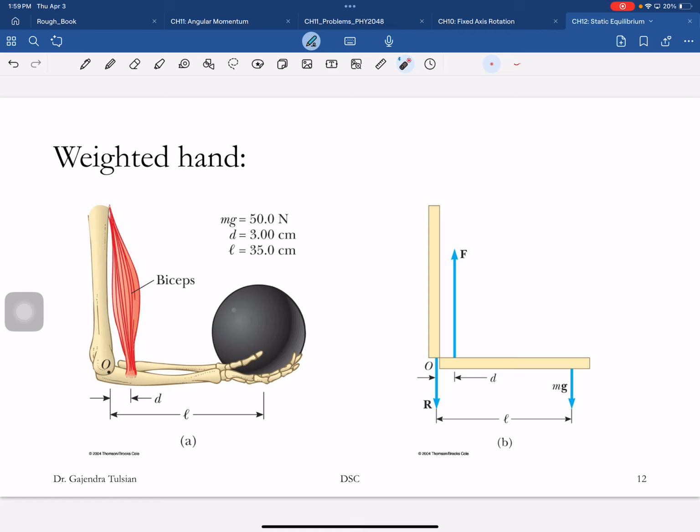So let's look at this problem. We'll look at this bone. There's that bone. The forces on this bone are the weight of the bowling ball, the force that this muscle is exerting, and this bone is pushing this bone against that bone, and so the reaction force of that bone.